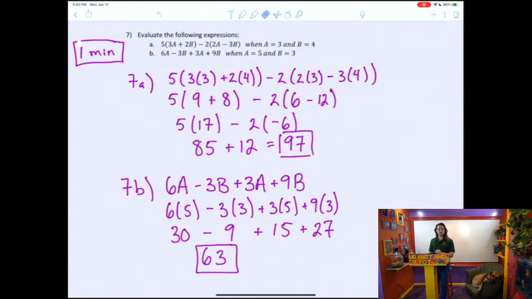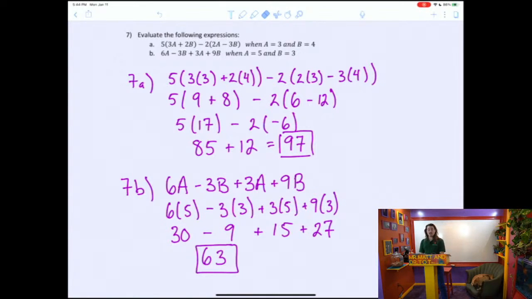Okay, so let's go through these last two problems here. So for 7a, we're going to substitute in 3 wherever we see the variable a, and we're going to substitute 4 in for the variable b. So we're going to end up with 5 times 3 times 3 plus 2 times 4 minus the quantity 2 times the quantity 2 times 3 minus 3 times 4. Working within the parentheses first, 3 times 3 is 9, 2 times 4 is 8, so we're going to have 5 times 9 plus 8.